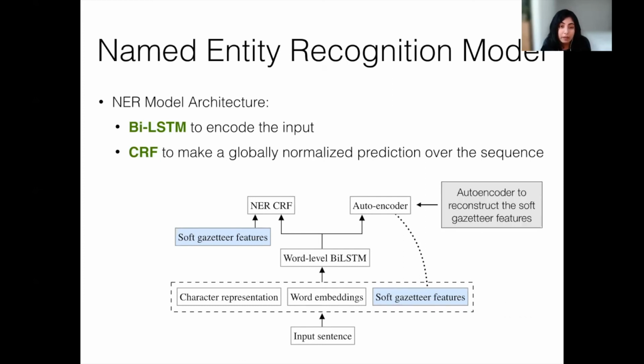We also add an autoencoder to reconstruct the features from the hidden states of the BiLSTM. The autoencoder reconstruction loss is added to the training objective to encourage the BiLSTM to retain information from the soft gazetteer features.